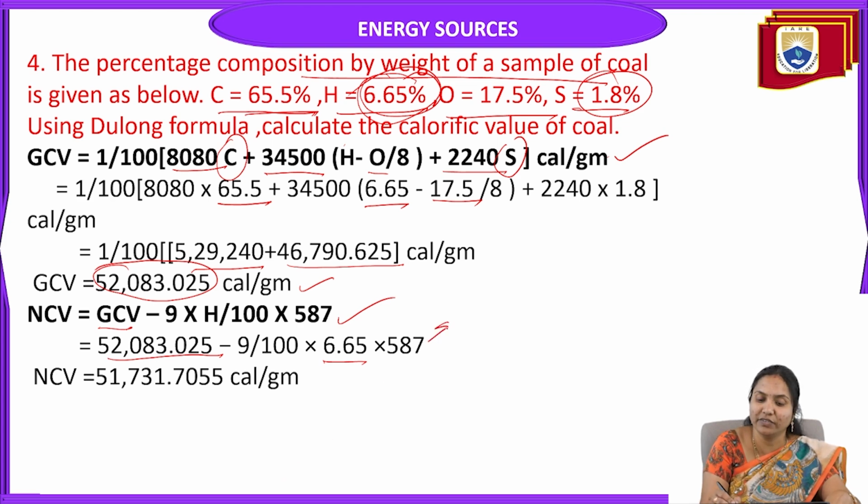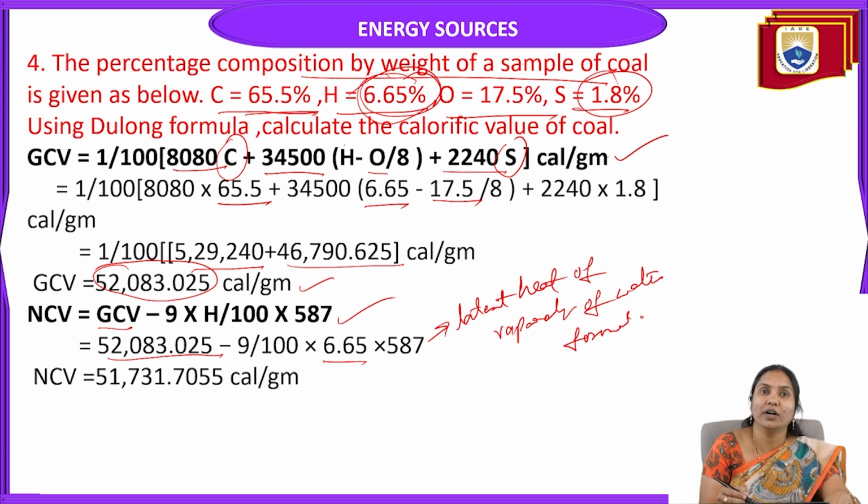587. This 587 is the latent heat of vaporization of water formed. So after calculation, finally we'll get the lower calorific value of the given fuel, that is 51,731.7055 calorie per gram. So in this way, you can calculate the gross calorific value and net calorific value of a given fuel by using Dulong's formula.